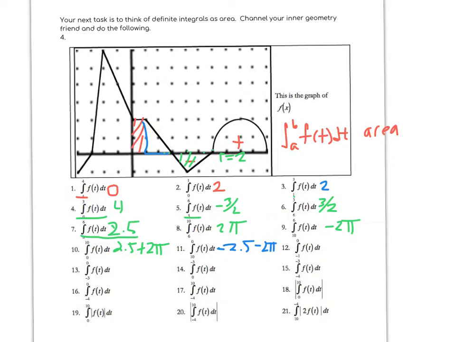From negative 1 to 0, we're talking about this trapezoid in here, which is made up of a rectangle and a triangle. The triangle is going to have an area of 1. The rectangle's got an area of 2, so we're talking about 3 for the whole thing.